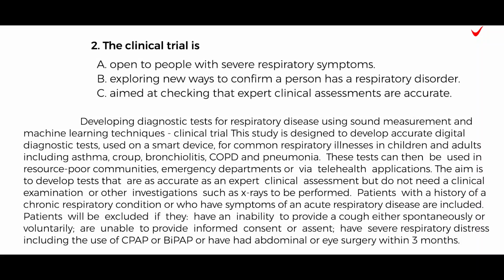Towards the end of the paragraph where they are talking about the people who have to be excluded, they say people who are unable to provide informed consent or assent have severe respiratory distress including the use of certain things like CPAP or BIPAP or have had abdominal or eye surgery within 3 months.